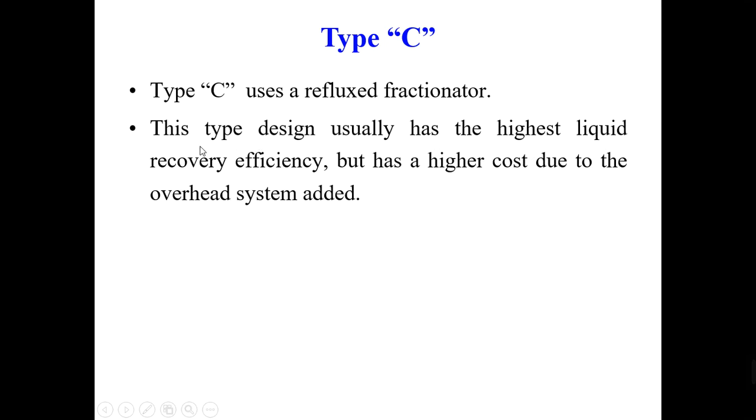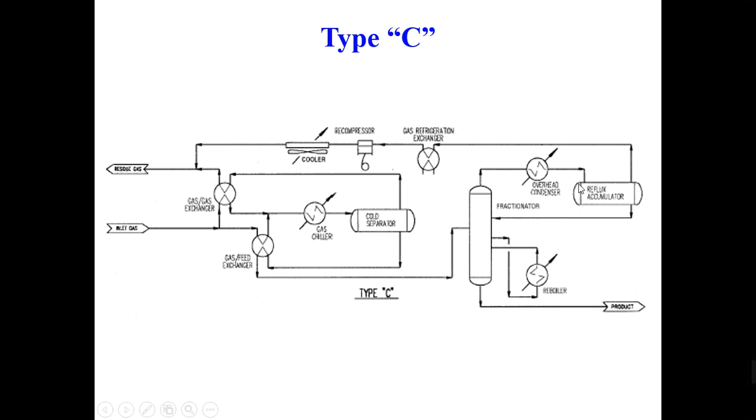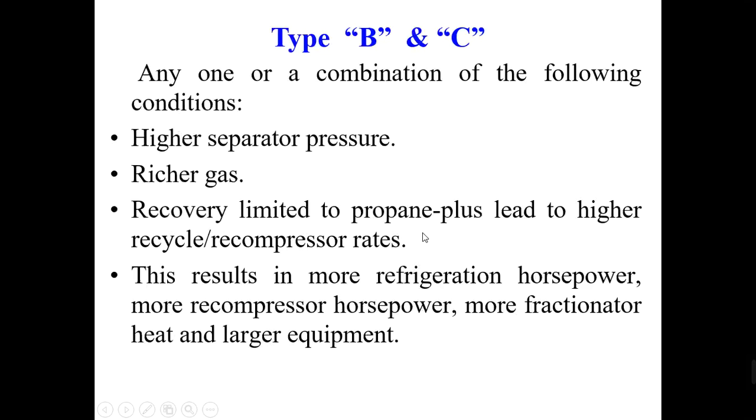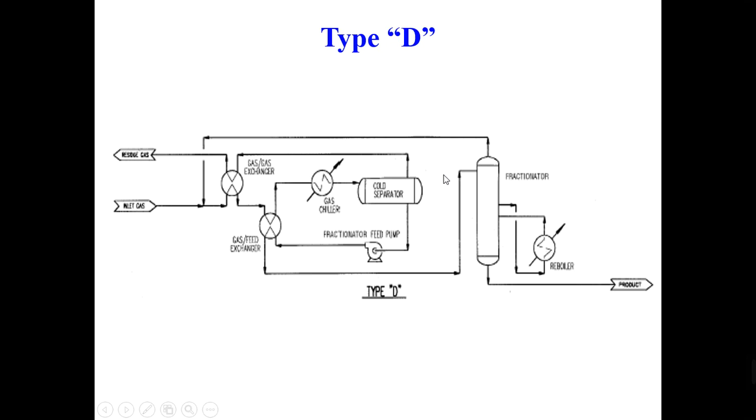So it has the highest liquid recovery efficiency and higher cost due to the overhead system. So the initial cost is higher, but in the operating cost you will save a lot, and your capacity can be increased in this one. Well, in this case, any combination can be used. Sometimes higher separator pressure, richer gas, richer limited to propane plus. But C is the most efficient one, as you see, and the time-saving one.